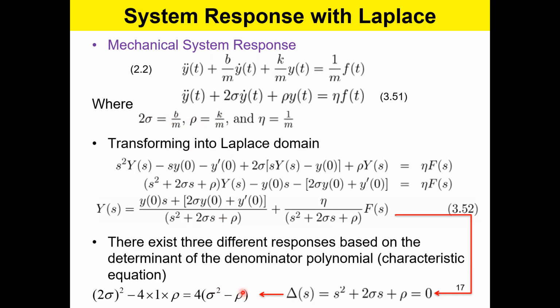So if b is bigger than k, or k is bigger than b, or they are both equal, you are going to have different solutions, different responses rather. b is the damper. You can have a strong damper or a weak damper. And rho is actually k. k means a spring. You can have a strong spring or a weak spring.